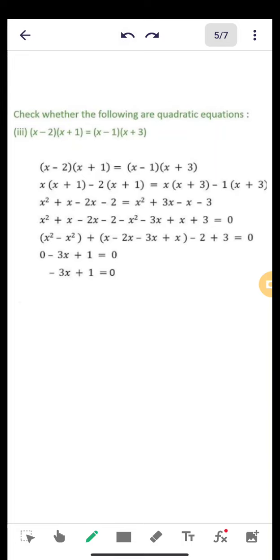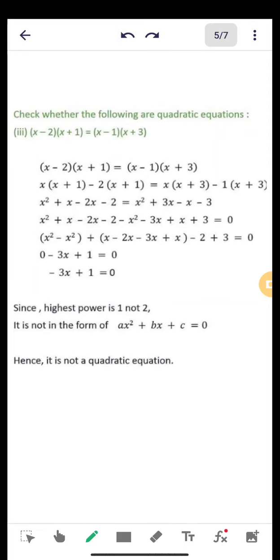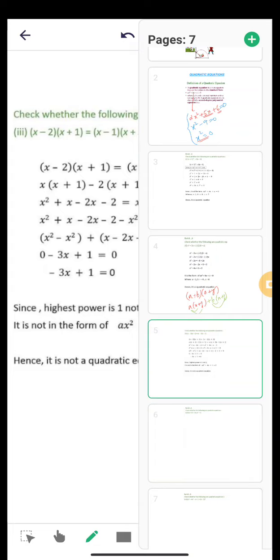Okay, so what is the degree of this polynomial? The degree of this polynomial is 1. So it's not a quadratic polynomial since the degree is not 2. If the degree is 2, that is the highest power is 2, then only it is a quadratic equation. So this is not in the form of ax square plus bx plus c, hence it is not a quadratic equation.